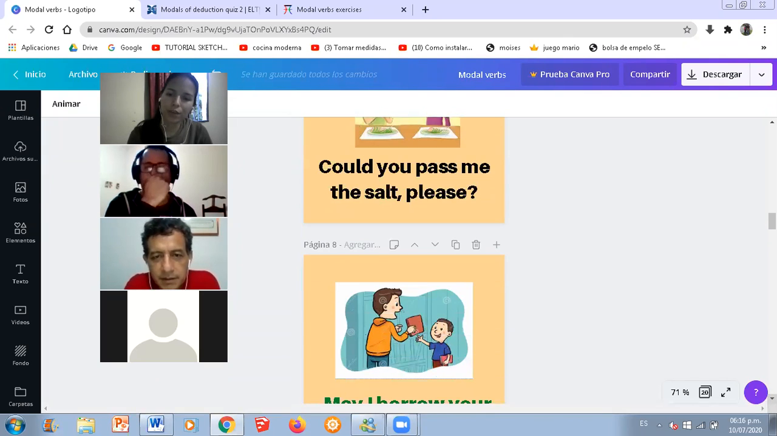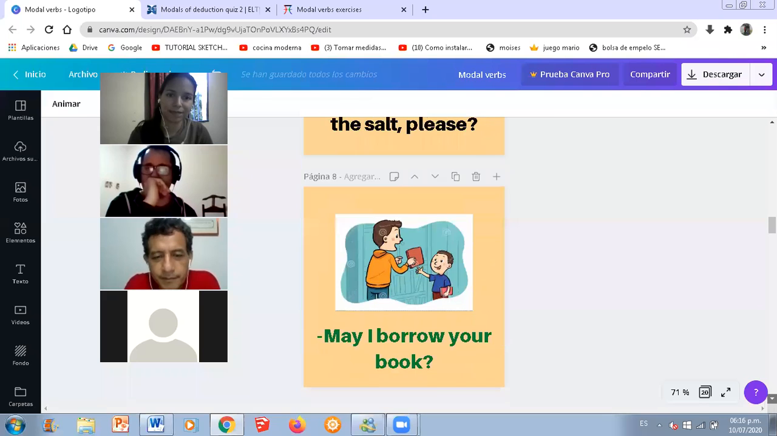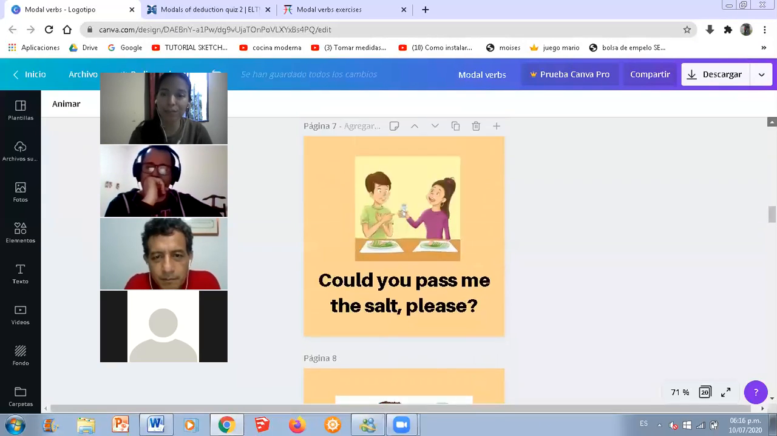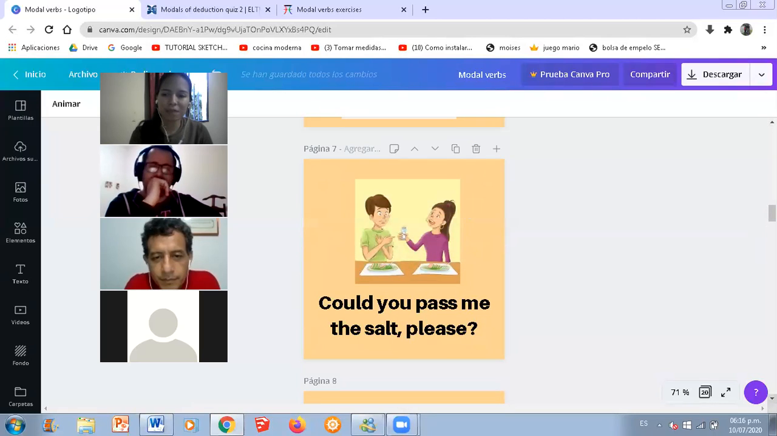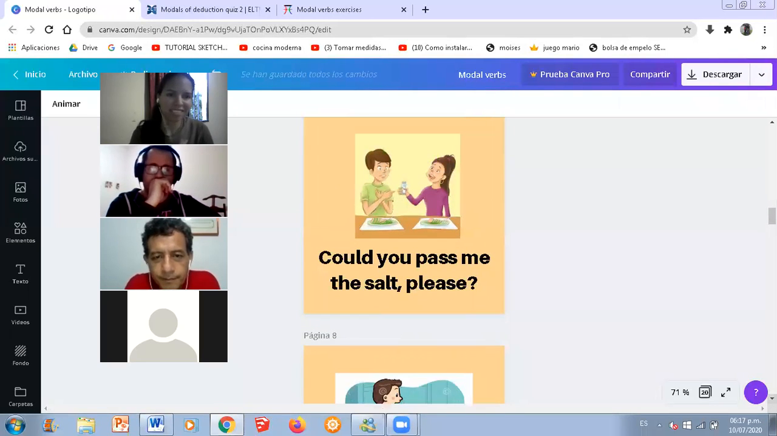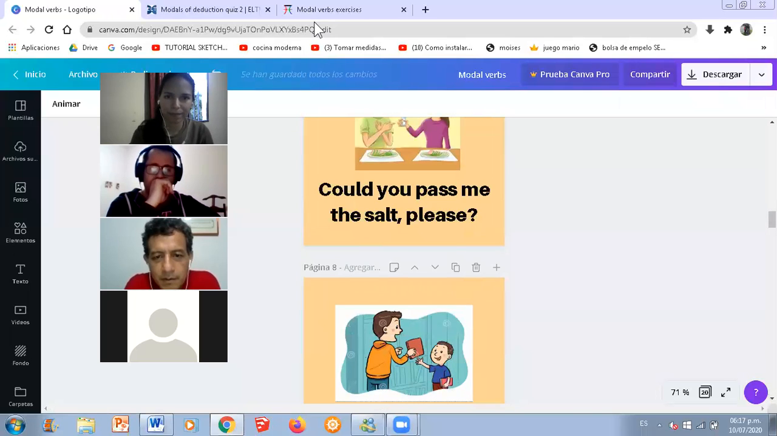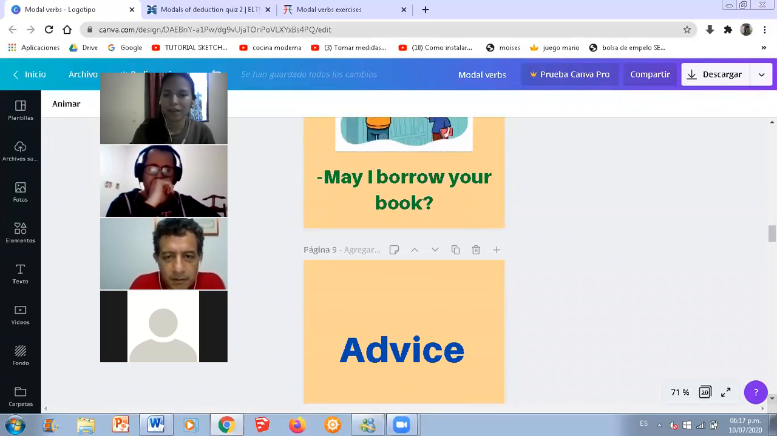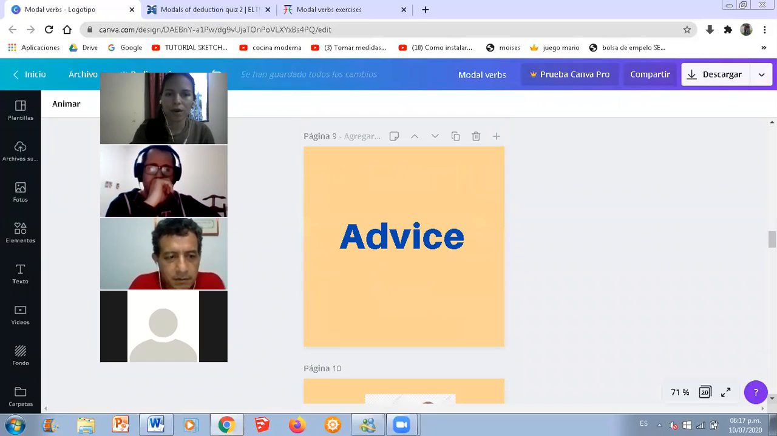And the third modal verb is may. May I borrow your book? So what's the difference between them? When you're asking for permission, maybe could is more polite and may also. That's the only difference between them. May, could, and can.